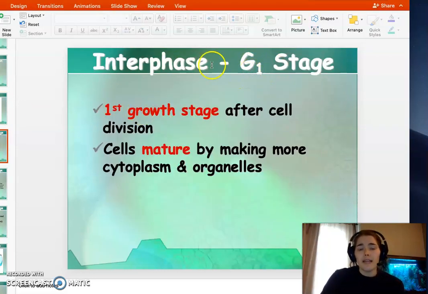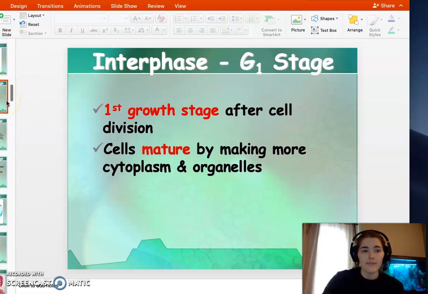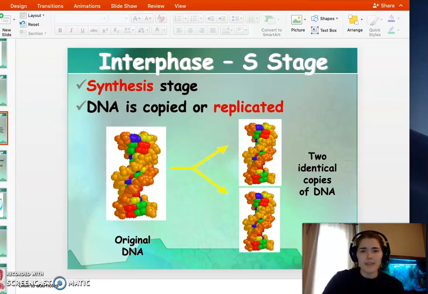So the first phase is G1. G stands for growth. So G1 is the first growth stage after cell division. The cell's maturing, it's making extra cytoplasm, it's making organelles. So G stands for growth, and there's two of them. So this is G1. All that time we spent talking about DNA and DNA replication, DNA is replicated in the S phase. S stands for synthesis. So the synthesis stage is where DNA is copied or replicated. Replicated is the fancy word for copied. So you have your original DNA and your replicated DNA. They're going to be identical.